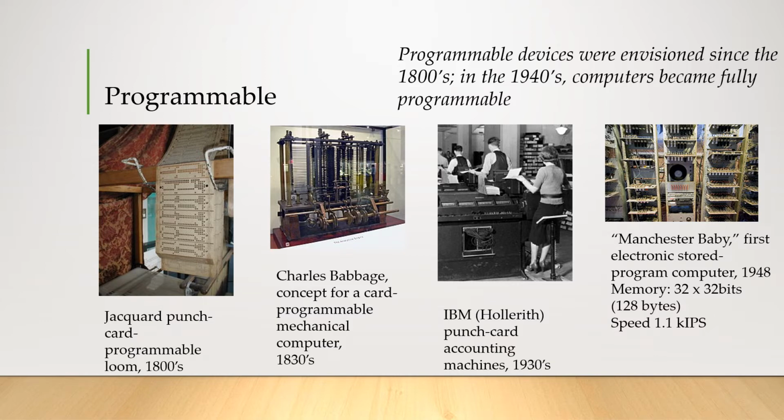Programmable devices that you could run a series of commands through repeatedly and get the same result over and over again were envisioned since the 1800s. Jacquard invented a punch card loom so that you would have fabric that looked the exact same way every time it was run through the loom. Charles Babbage invented a card programmable mechanical computer. The device that's shown here was built from his drawings. He never actually built one.